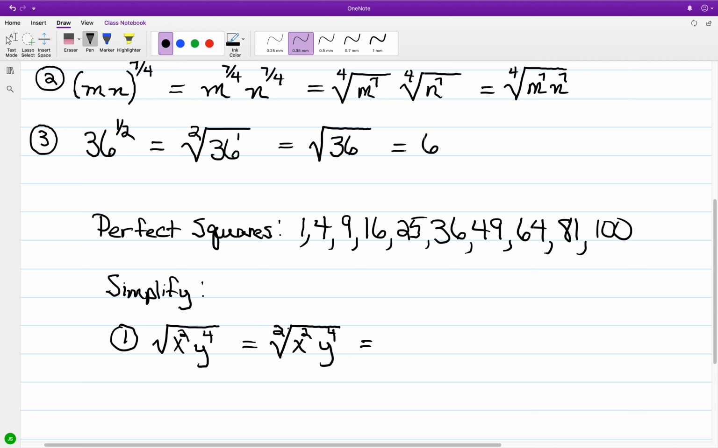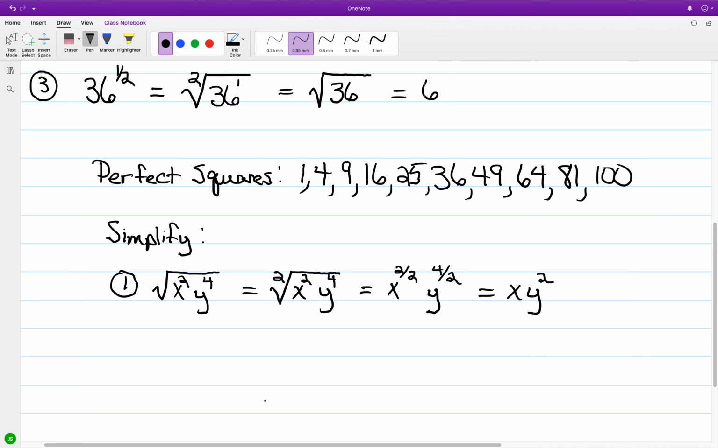And if I go from radical to exponent, so we have x to the m over n. So that's going to be x to the 2 halves. Y to the m over n, your m value is going to be 4, and n is 2. Again, that is the index number. And guess what? We have x to the first and y to the 4 halves. That becomes y squared. So the square root of x squared, y to the 4th, reduces to x, y squared.